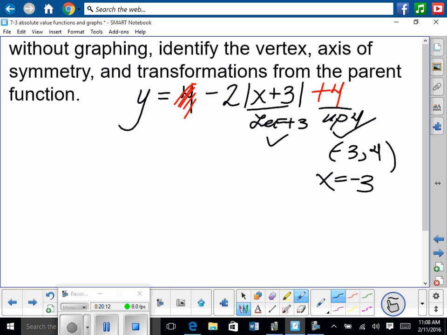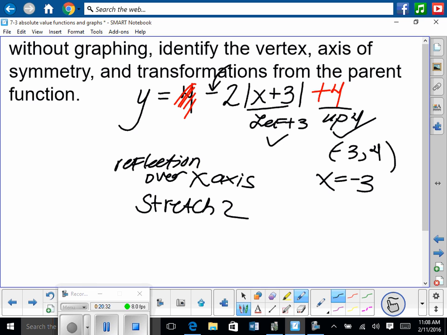But then also, isn't it a reflection on the X? So reflection over X, you've got to be specific. There's such a thing as a reflection over the Y. There's a lot of reflections. So reflection over X axis. And then also a stretch, because 2 is greater than 1, so it's a stretch of 2.